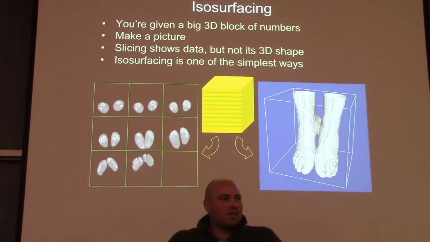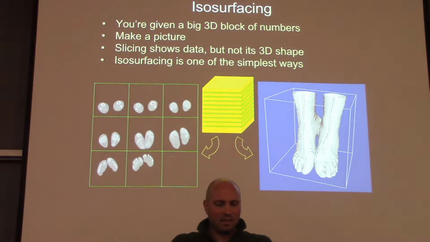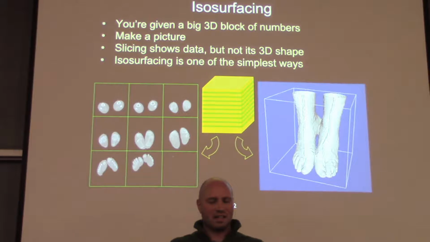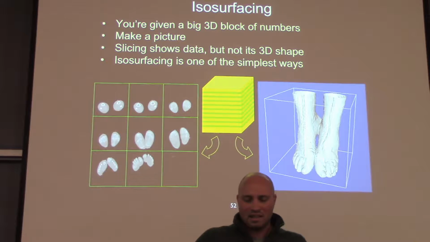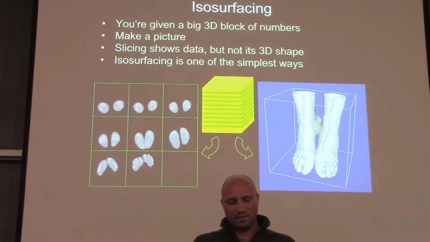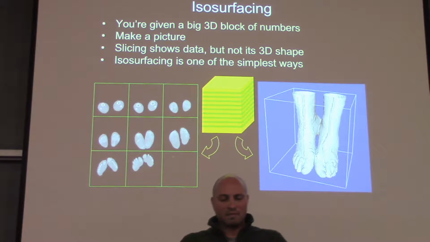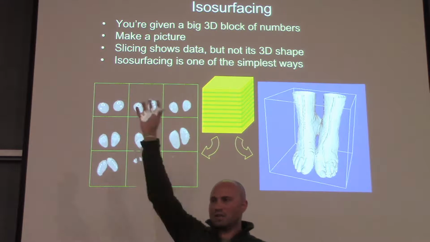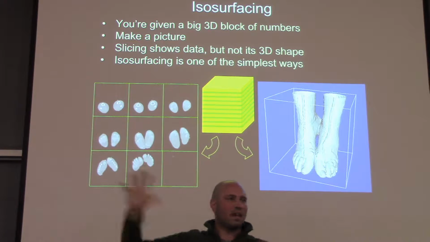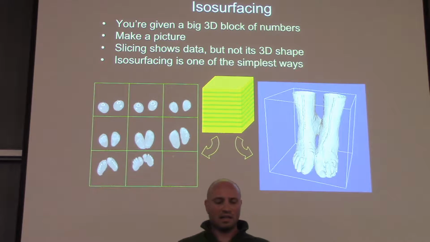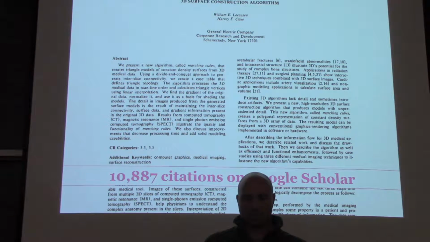So how do we do isosurfacing in 3D? I'm pulling this from Josh Levine's slides, and he has a very practical way of looking at it. It's a bit like volume rendering, in fact. You have a big 3D volume, a big 3D block of numbers, your scalar field, and you want to turn it into a bunch of triangles. If you take a bunch of slices, that shows you what the data look like, but it doesn't really show you the shape of the surfaces inside. And this is exactly why you would want to isosurface.